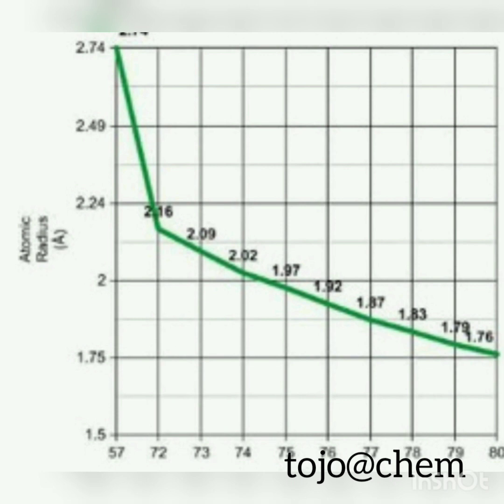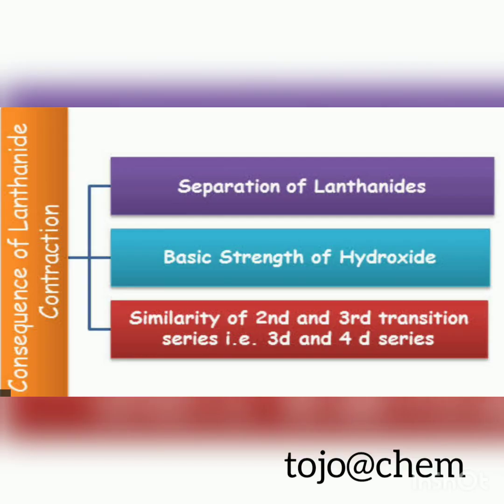Then let's look into what the consequences of lanthanide contraction are. Due to lanthanide contraction, separation of lanthanides is very, very difficult. And the basic strengths of the hydroxides are almost the same. Another important factor is the similarity between the second and third transition series. That means the 4d and 5d series. When we consider these cases, you can see that the atomic radii of these series, that means the second and third transition series, are almost the same.